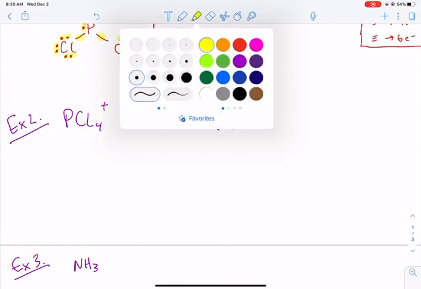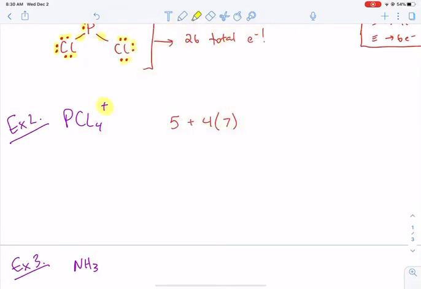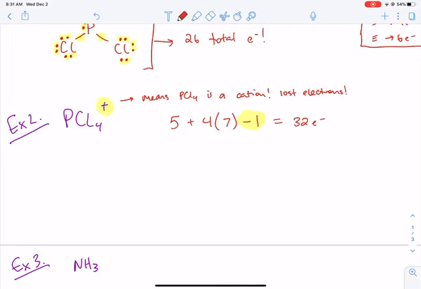But then we have this thing here, this positive charge. This means PCl4+ is a cation. What does it mean to be a cation? It means you've lost electrons. Well, how many electrons did we have to lose to get a positive 1 charge? It means we lost 1 electron, right? That positive charge means that we have to subtract an electron away. So 5 plus 28 is 33, minus 1 is 32 electrons total. So again, we'll put phosphorus in the center.